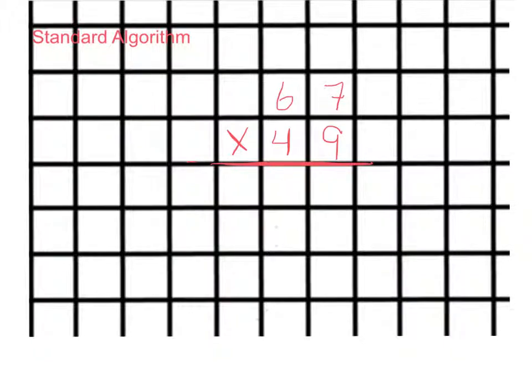Now we learn more than one. In fact, we're learning three: lattice, partial products, and now standard algorithm. Pretty soon you can choose whichever one you want to use, whichever one makes you comfortable when you do it.